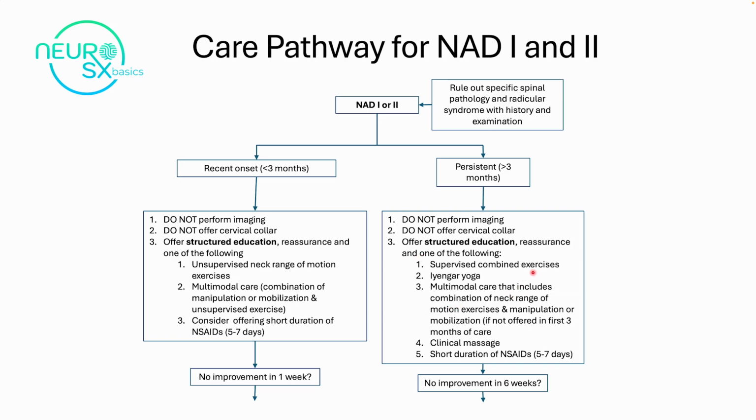It could be supervised combined exercises. It could be yoga. It could be multimodal care. Again, that could include a combination of neck range of motion exercises and manipulation or mobilization, if this has not already been done in the first 3 months of care. You could also offer a clinical massage, not the same as the relaxation massage, which should not be offered. And again, they could be offered a short duration of NSAIDs for 5 to 7 days. If you notice again, even if it is persistent for more than 3 months, NSAIDs are only 1 out of 5 options that should be offered along with structured education and reassurance.